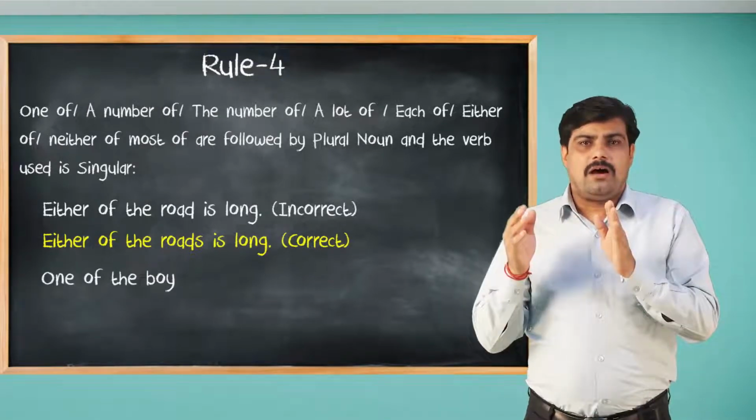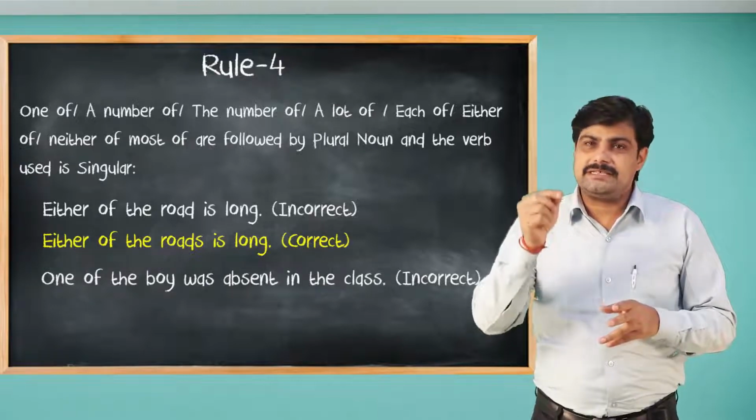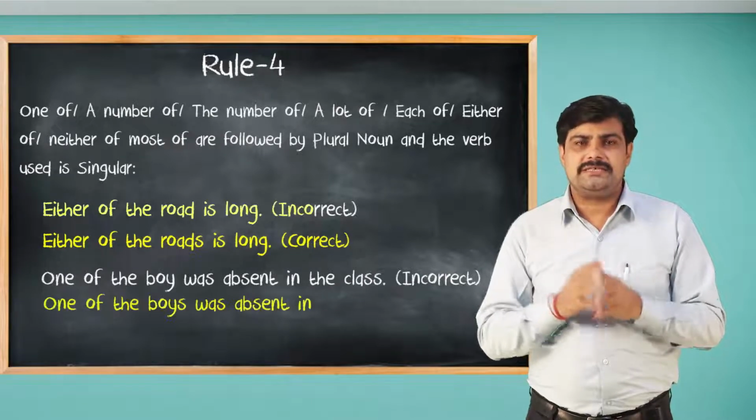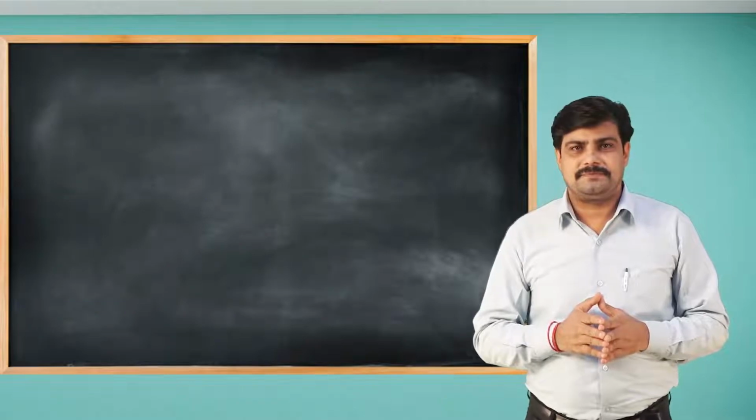One of the boy was absent in the class. The sentence is incorrect because boy should be boys. So say this sentence: one of the boys was absent in the class.